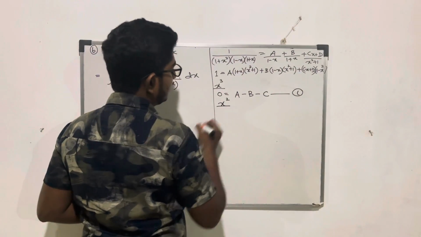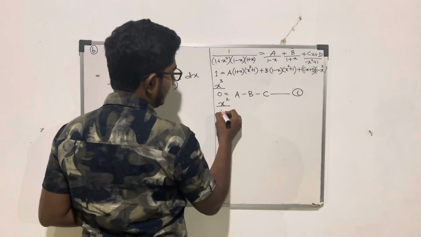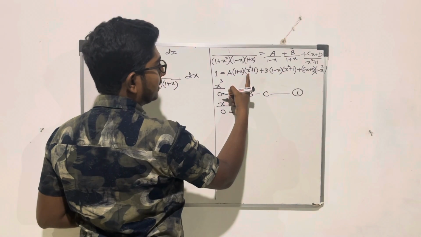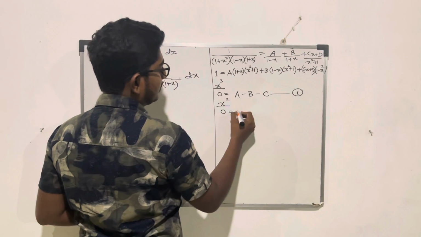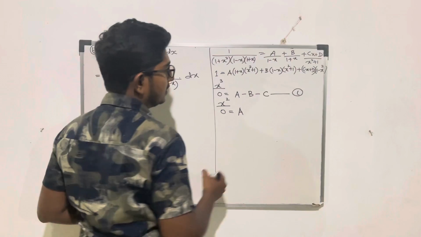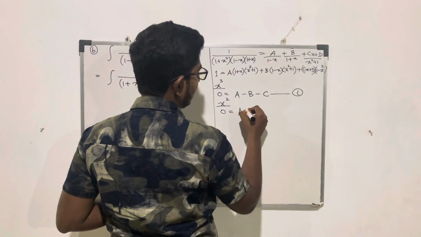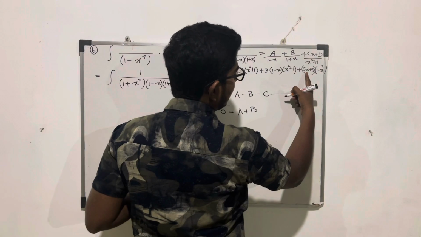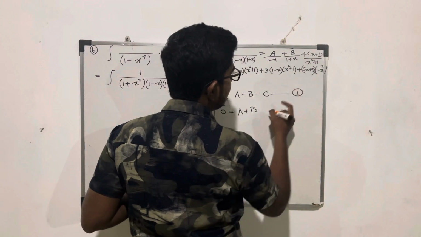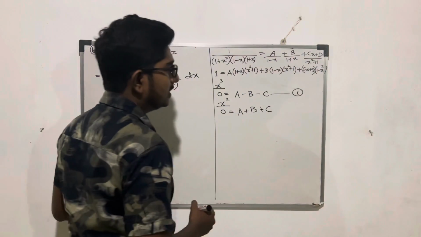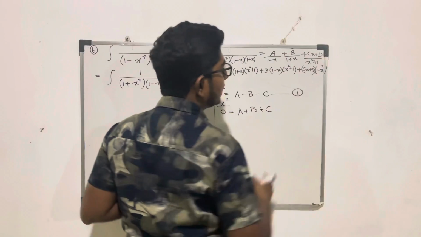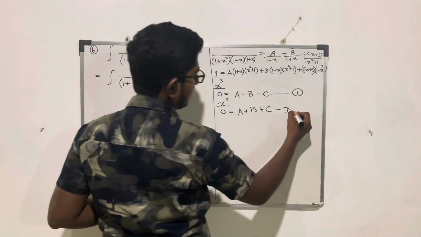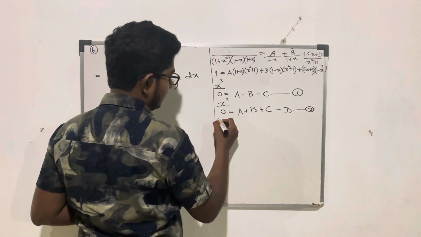Then the x squared coefficient. No x squared term on the left hand side. Here we get x squared by multiplying this with 1, coefficient is a. Here x squared with 1, coefficient is b. Then here we get x squared by multiplying these two, cx into 1, coefficient is c. And also d into minus x squared, coefficient is minus d. This is my second equation.